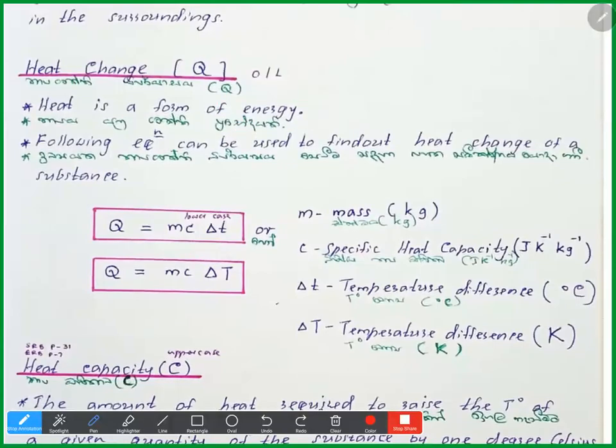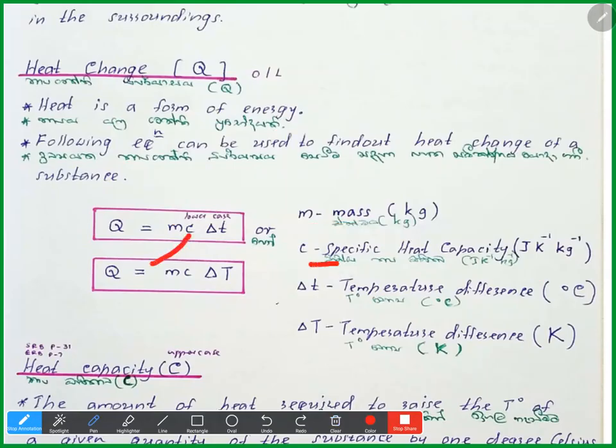And we are using these two equations. Both are exactly the same. Q equals mc delta T, lowercase or uppercase. Usually lowercase is used when you are working with Celsius temperature, uppercase when you are working with Kelvin temperature. Anyway, Q is the heat change and m is the mass. Usually go with kilograms, even grams is acceptable.